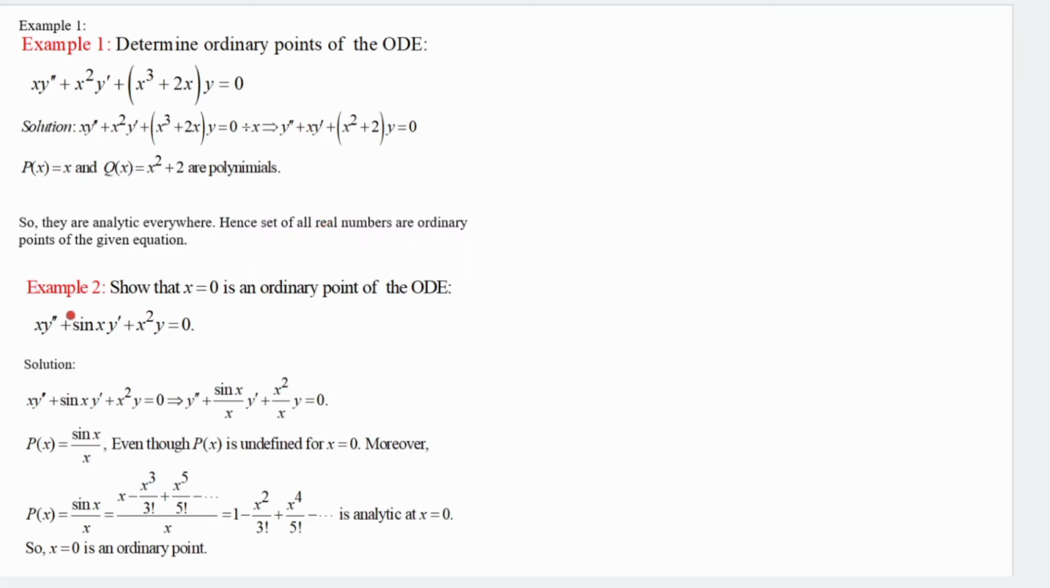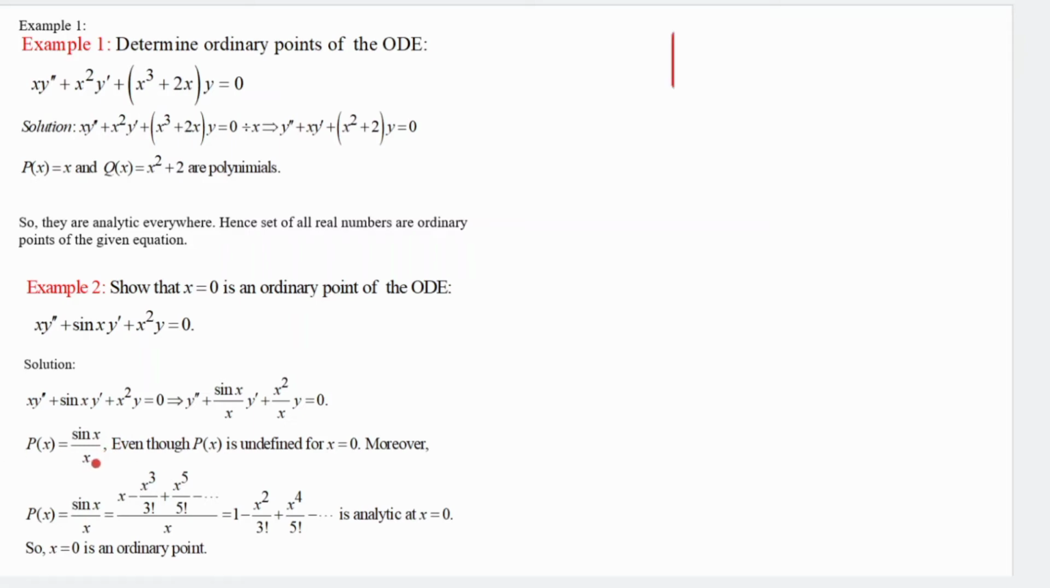So let us consider another example. Show that x equals 0 is an ordinary point of this differential equation. Here we consider another differential equation, x y double prime plus sin x y prime plus x squared y equal to 0. This equation is not in standard form. We divide this equation by x, then we make it standard form. So our standard form of the equation is here. This is our p, this is our q. That means our p of x is sin x by x.